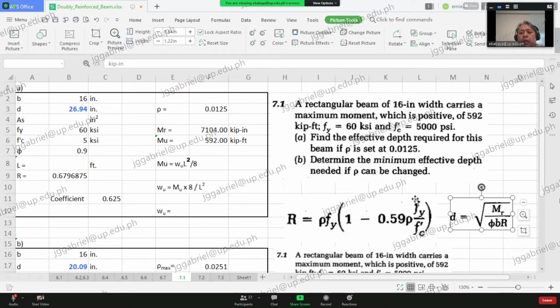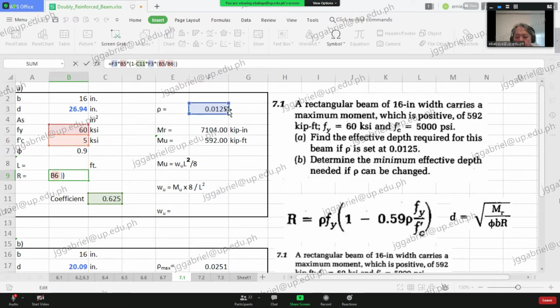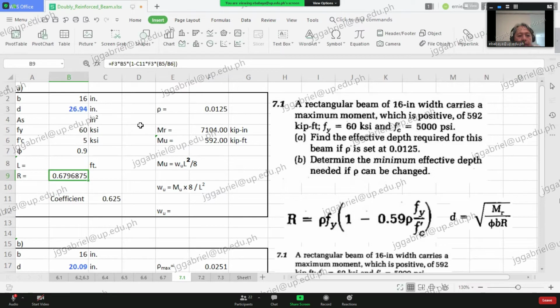This formula is from the original MR. We designated R with this formula: rho Fy times the quantity 1 minus 0.59 rho Fy over F prime C. So to get R, we just substitute those values: rho times Fy, times the quantity 1 minus 0.59 rho times Fy over F prime C. So you'll get R equal to 0.67968.